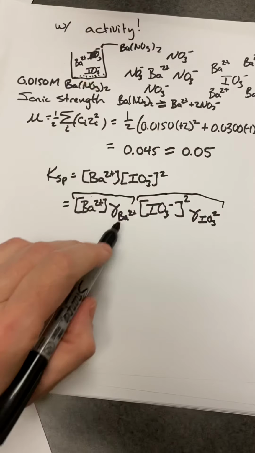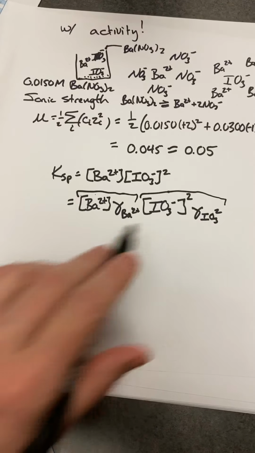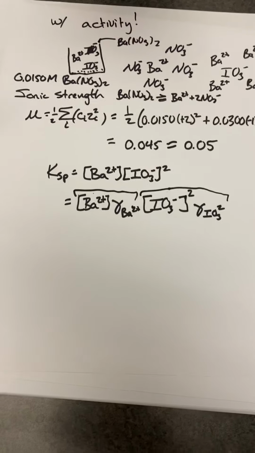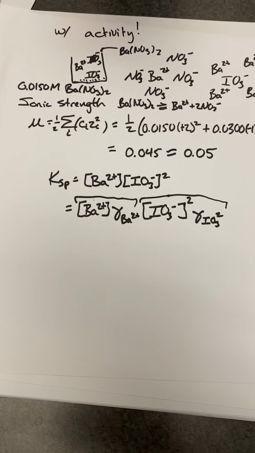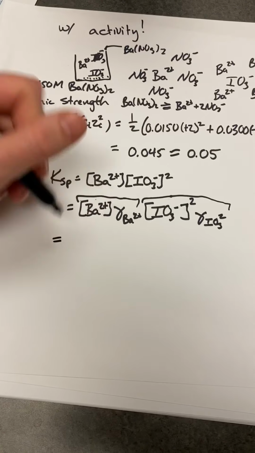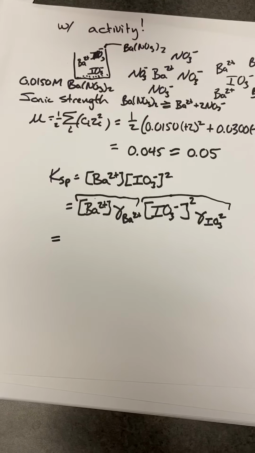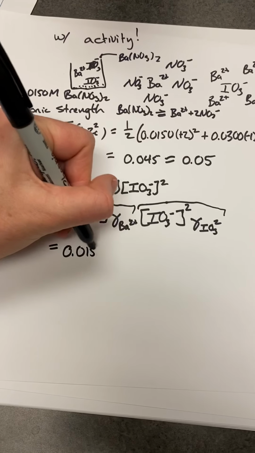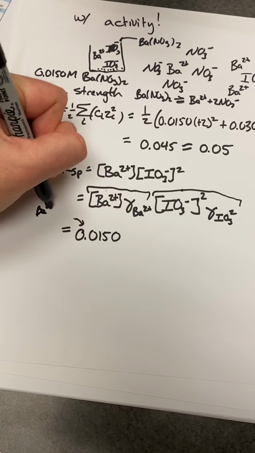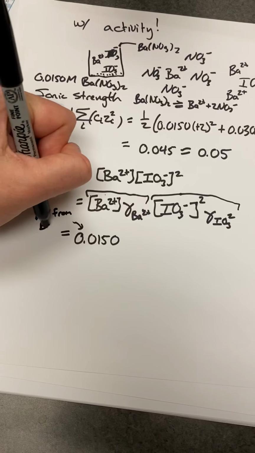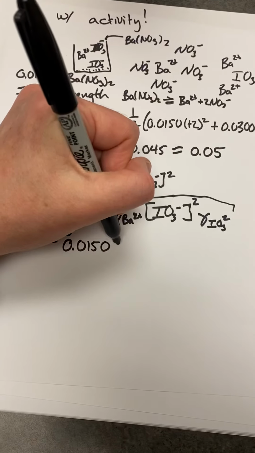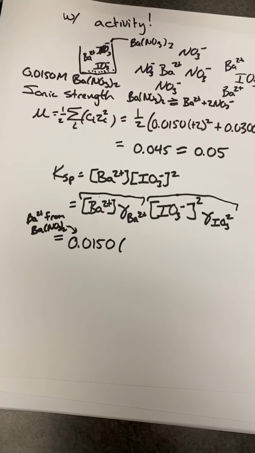Now we have to take into account these activity, and I shouldn't say activity, I should say activity coefficients. The way we get those activity coefficients is essentially by using a simple table that relates the ionic strength to the activity coefficients. If we plug this in, we'll start with the barium concentration. We know it's 0.0150. Again, that's coming from the barium nitrate, because the barium from the barium iodate would be very, very small, times the activity coefficient of barium.